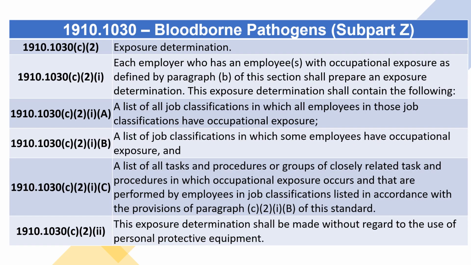1910.1030(c)(2) Exposure determination. 1910.1030(c)(2)(i) Each employer who has an employee with occupational exposure as defined by paragraph (b) of this section shall prepare an exposure determination. This exposure determination shall contain the following. 1910.1030(c)(2)(i)(A) through (C). A list of all job classifications in which all employees have occupational exposure. A list of job classifications in which some employees have occupational exposure. And a list of all tasks and procedures or groups of closely related tasks and procedures in which occupational exposure occurs and that are performed by employees in job classifications listed in accordance with the provisions of paragraph (c)(2)(i)(B) of this standard. 1910.1030(c)(2)(ii) This exposure determination shall be made without regard to the use of personal protective equipment.